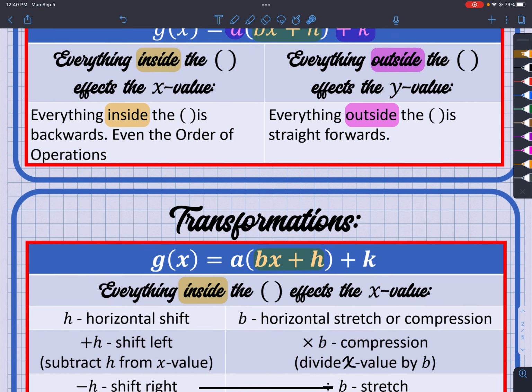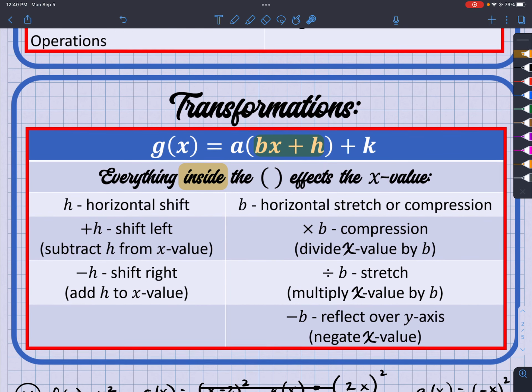So let's take a look. Everything inside affects the x value. So horizontal shift: if it says add h, I shift left. That means I subtract h from the x value. If it says minus h, I shift right. That means add h to the x value, right? Everything's backwards. If it says to multiply by b, then I divide the x value by b. If it tells me to divide by b, then I multiply the x value by b, right?